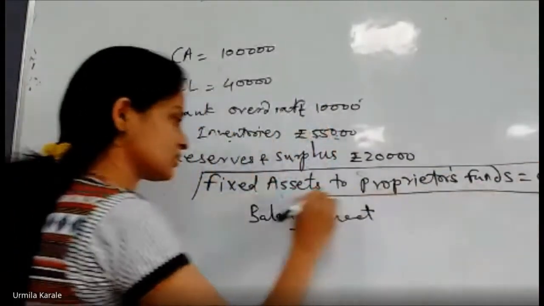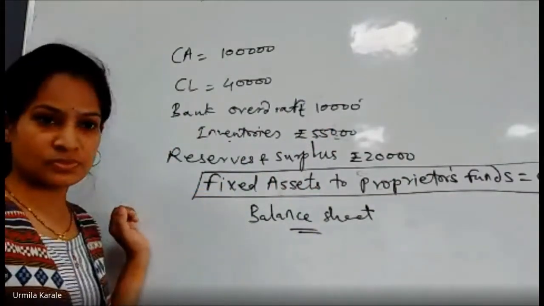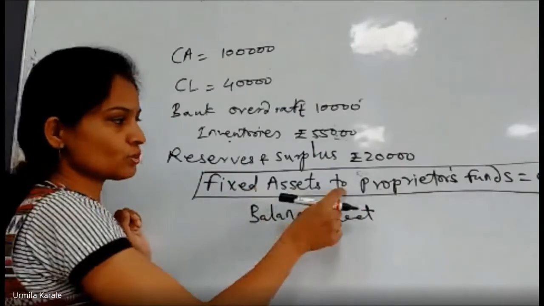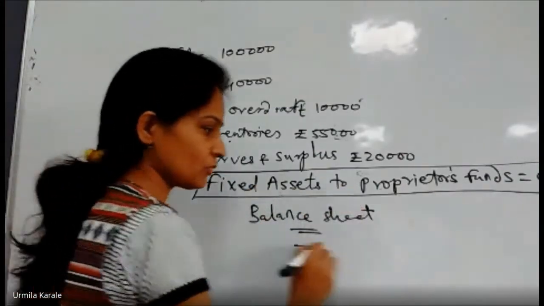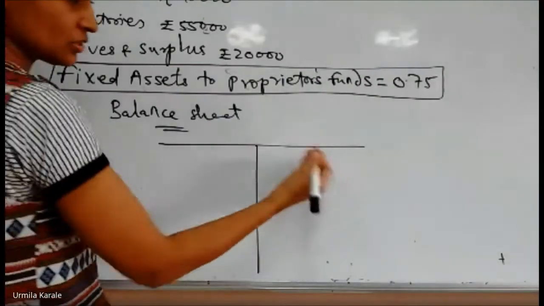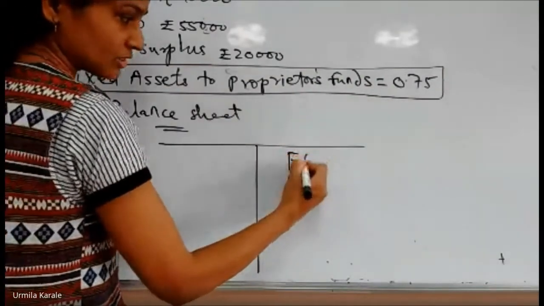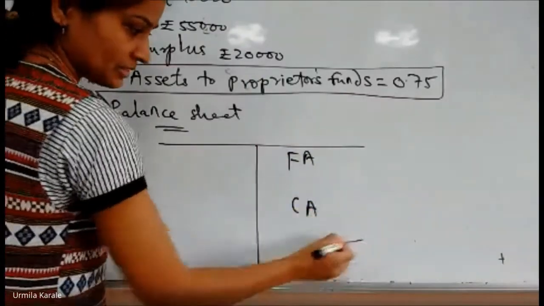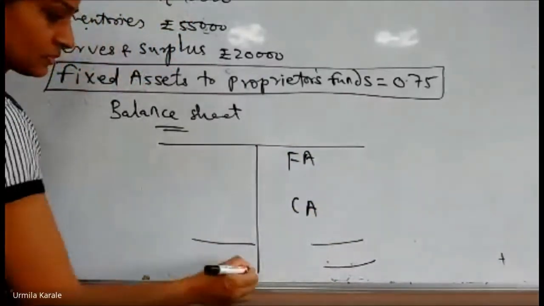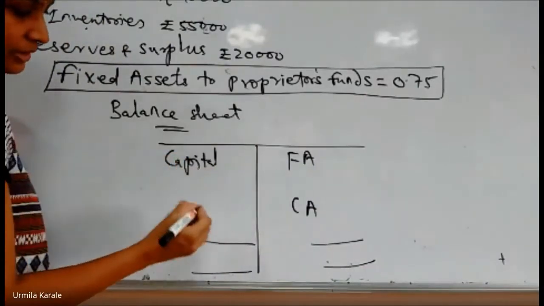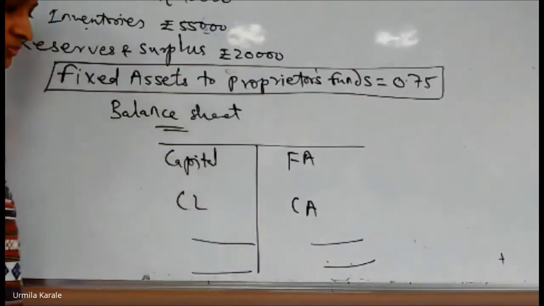Fixed assets to proprietors funds. Now if you can understand this ratio, what does this mean? Fixed assets to proprietors funds. Now if you draw your balance sheet, this is your asset side. What we have here is fixed assets. To this side again current assets. To this side what we have is capital, and current liability.